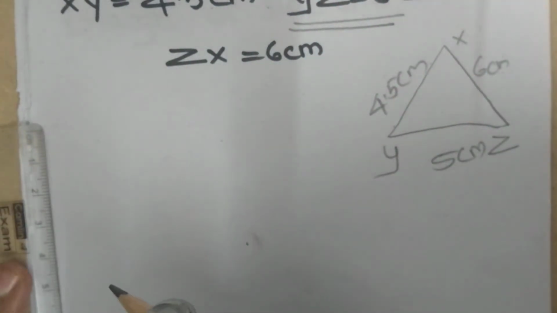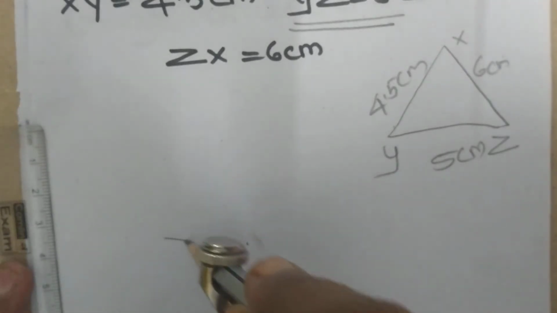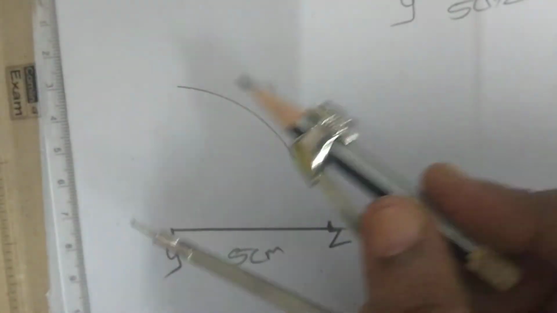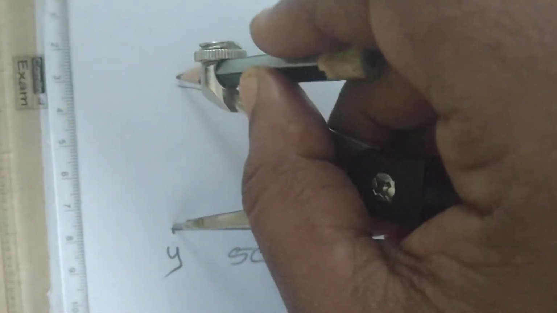Then keep Y as the center. The YX value is how much? 4.5. Draw an arc like this. Keep Y as the center and draw a 4.5 centimeter arc. Keep the sharp end of the compass on Y and draw the 4.5 centimeter arc.